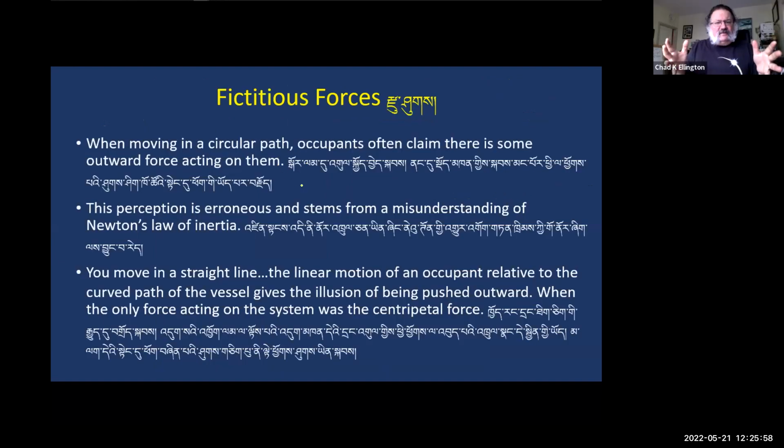One thing we need to do is separate centripetal forces from other types of forces that we might think of, and these are referred to as fictitious forces.